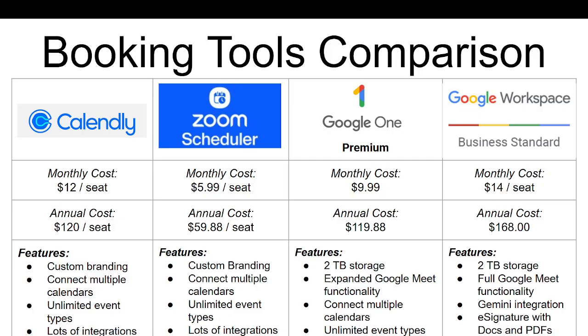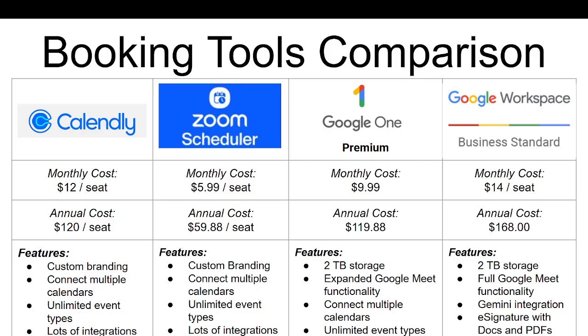With this, you're going to get the 2 terabytes of storage, as well as the full Google Meet functionality. So this is expanded beyond what you get with Google One to also include recording and being able to use those recordings. You also get the full Gemini integration across most of their Google tools, as well as one feature they don't really talk about a lot, which is e-signature with docs and PDFs. I bring that up because I know a lot of people will pay for additional tools to do signatures. That can be done right within Google Workspace.